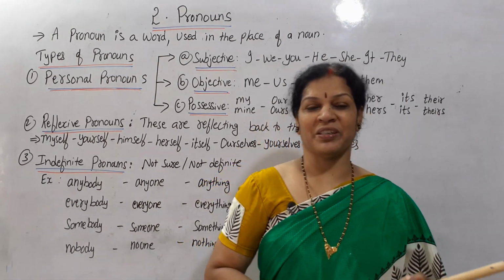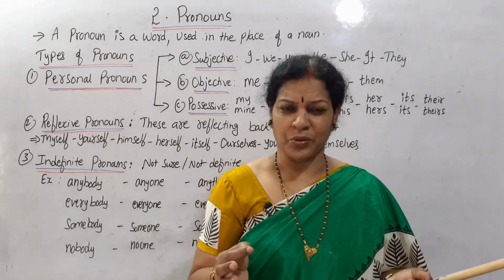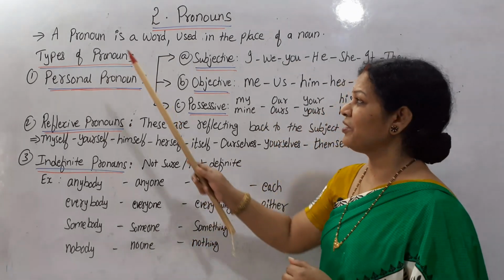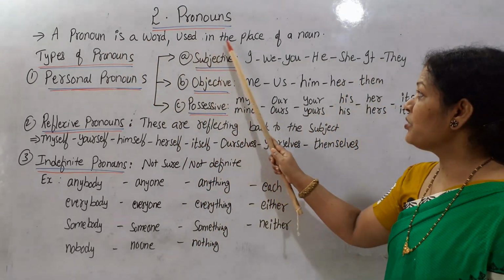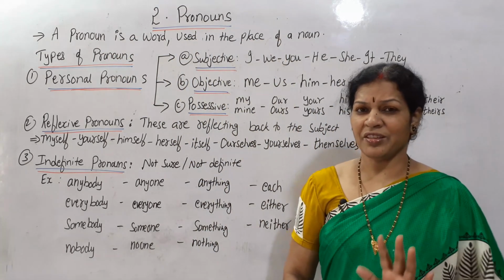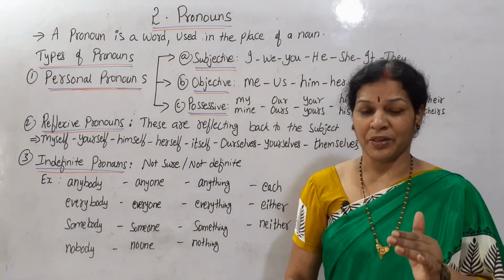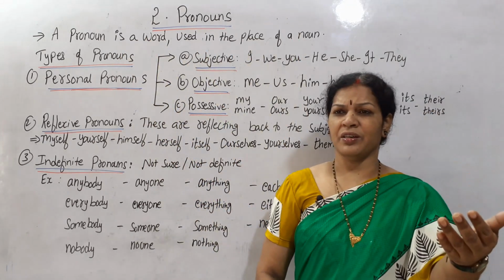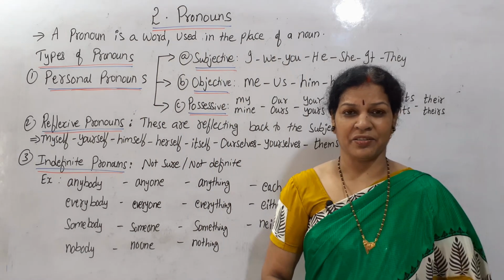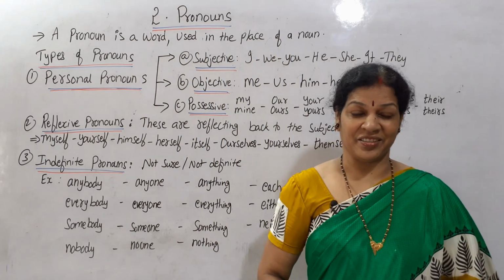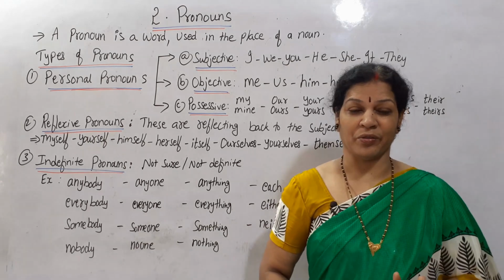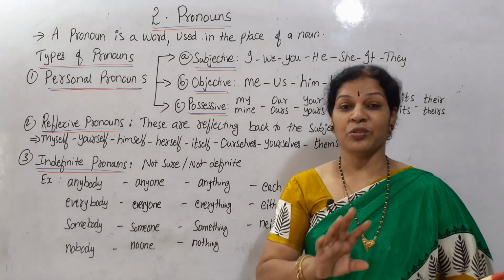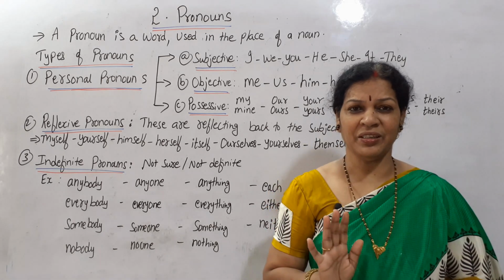Now coming to the topic. Noun we have seen, and now coming to pronoun. A simple definition: a pronoun is a word used in the place of a noun. This we have learned, right? Pronoun is a word used in place of noun. Ramu is playing cricket. He is not interested. He is the pronoun. Rather than saying Ramu, Ramu every time, we are using he. So that's pronoun. We have seen it in the parts of speech.